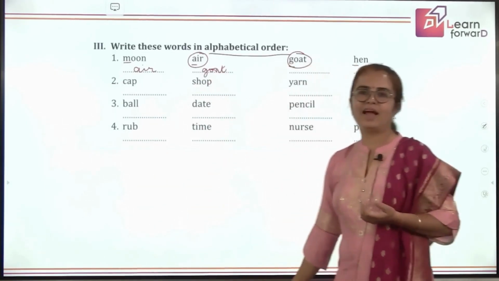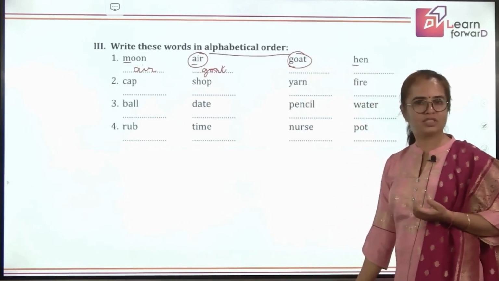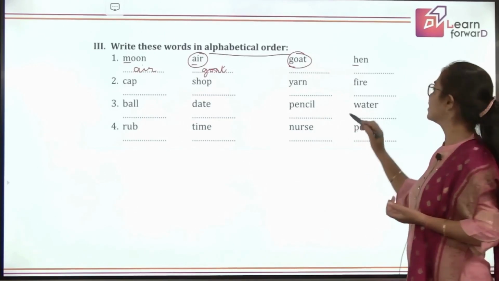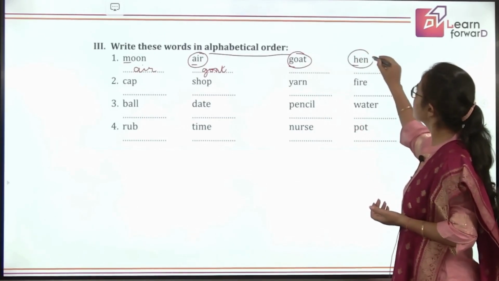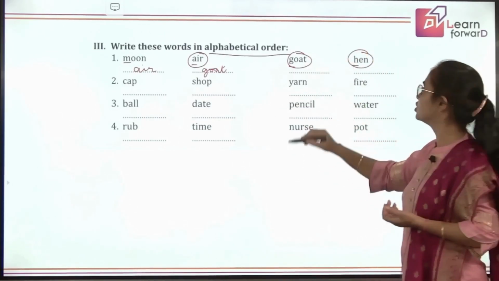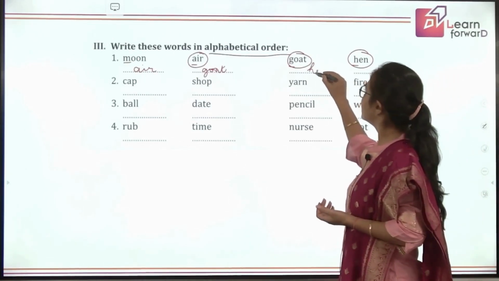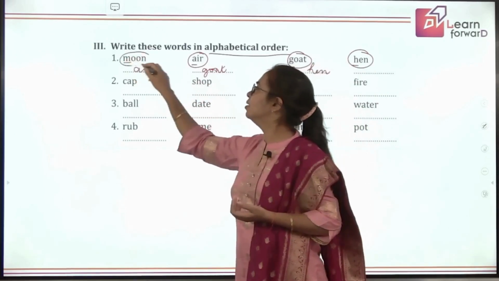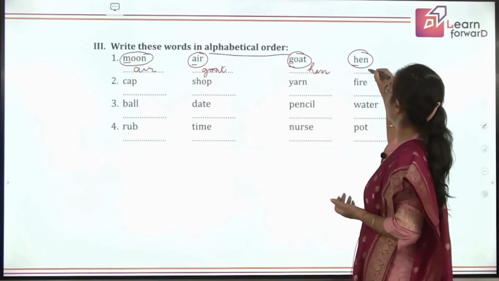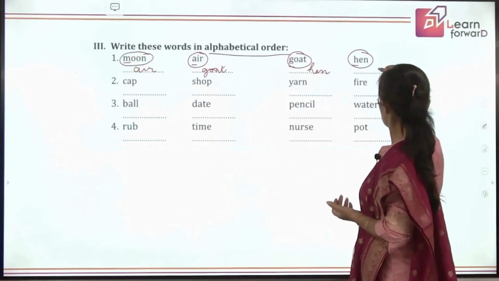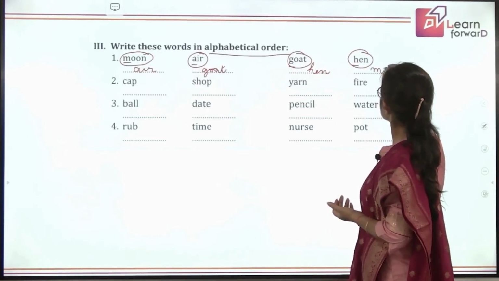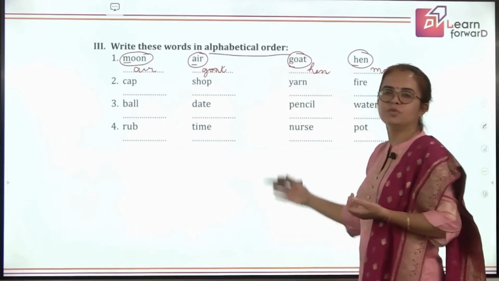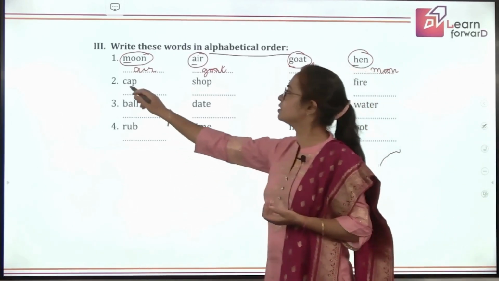Perfect. And after G comes H. So do you find a word here starting with H? Yes, that's wonderful. So the next word will be H. And this place is also filled. The last one is moon. And sun. Let's move to the next group of words.